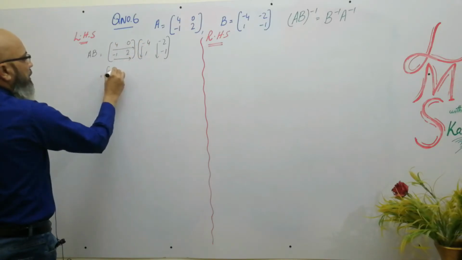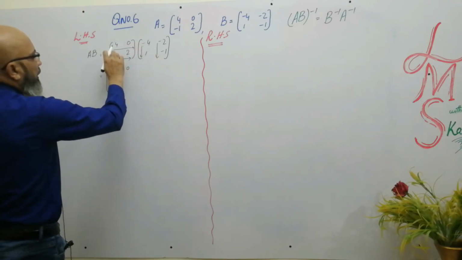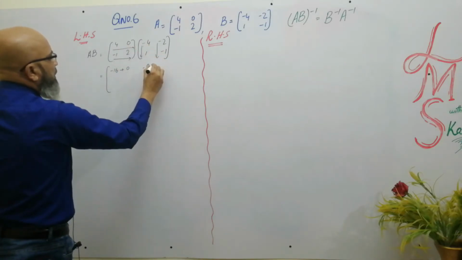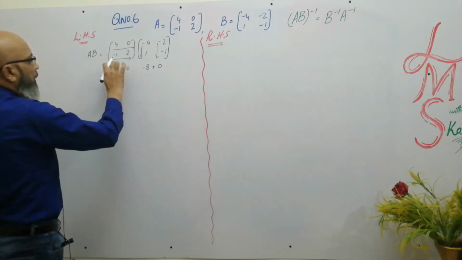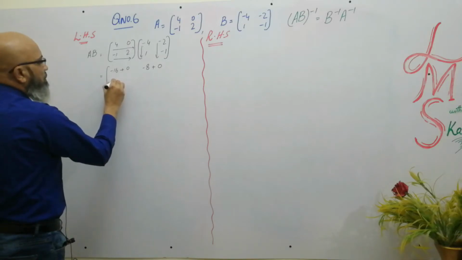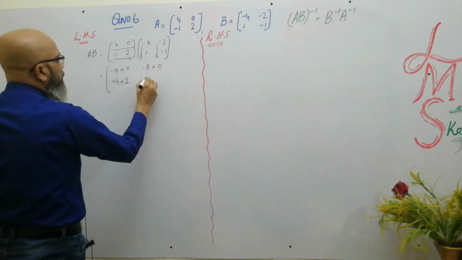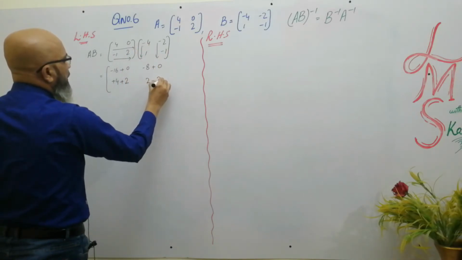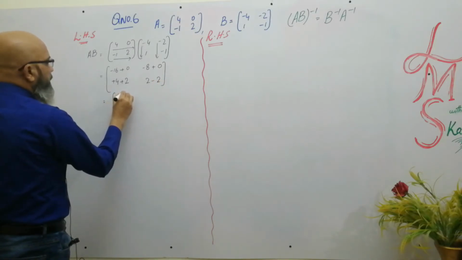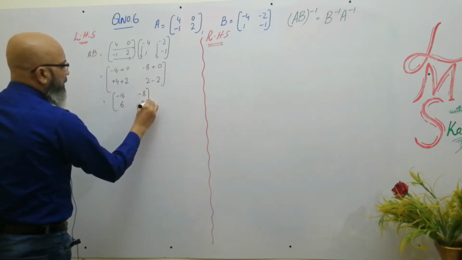Minus 4 fours are minus 16 plus 0 ones are 0. Then again tail with tail, 4 twos are minus 8 plus 0 ones are 0. Now with this tail with this one, minus 1 multiplied by this minus 4, it will come positive 4 plus 2 ones are 2. Again 2 ones are 2 and minus 2 ones are minus 2. So we will get minus 16, minus 8, 6 and 0.